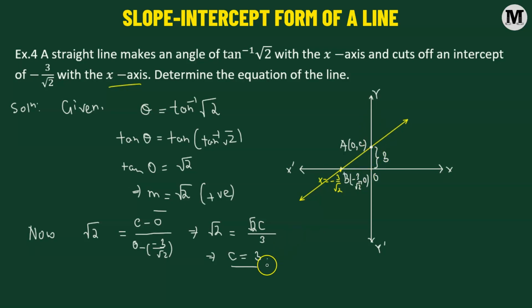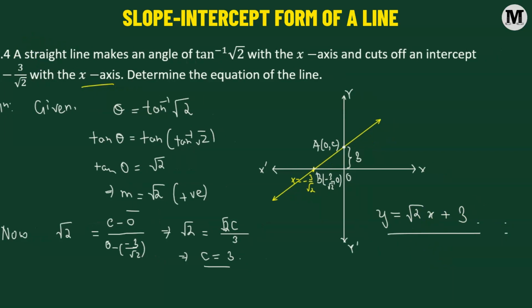Okay, now that we have the c value as well as the slope, we can find the equation of the line. Therefore, we have y equals m, which is square root of 2, times x, plus the y-intercept value, which is 3. So this is going to be the equation of the line. Let's do one more problem.